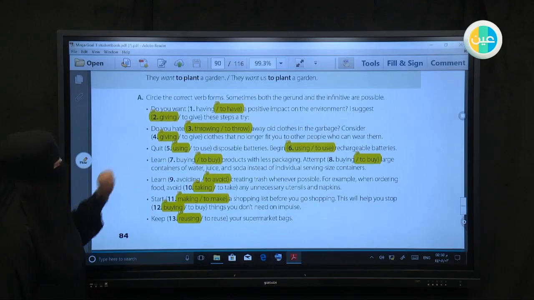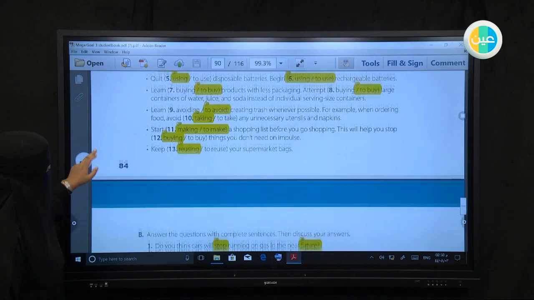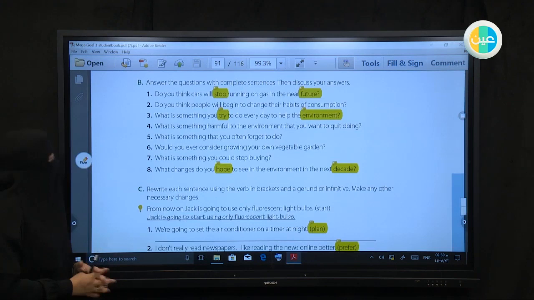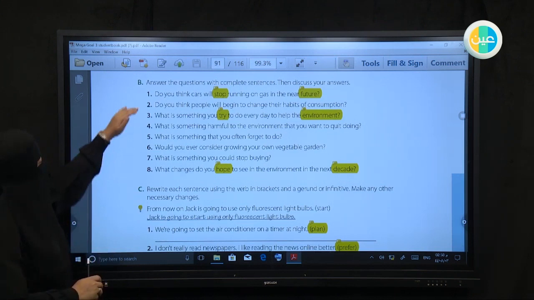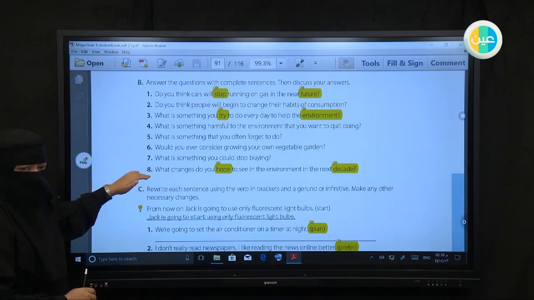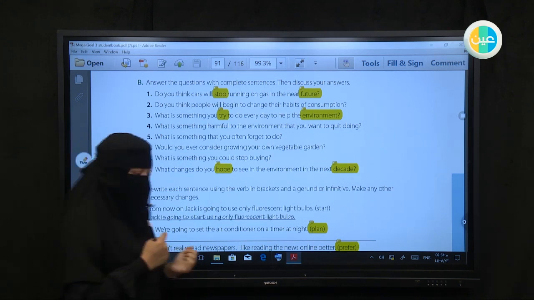Okay, alright. Let's go down to page 85. Look at the questions that you have. Look at B. Answer the questions with complete sentences. Choose some of these questions. We're going to do 1, 3, and 8. And نجاوب على كل واحد منهم بأنه نكون جملة باستخدام يا إما الجيرند يا إما الانفينيتيف.